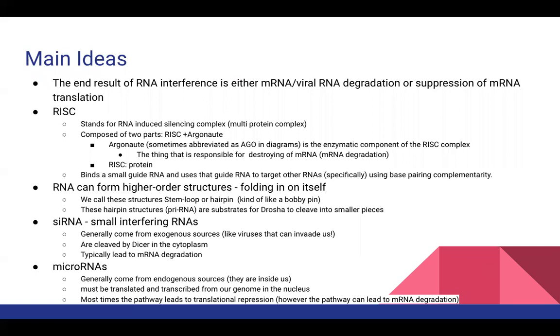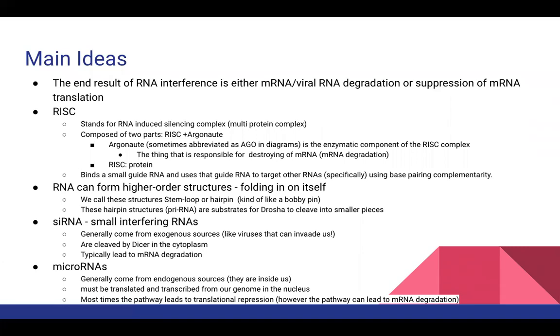And then RISC is the protein holding it and binding, so that this complex will bind to a small guide RNA that uses this guide RNA to target the mRNAs that it wants to suppress the expression of, using some sort of base pairing complementary system that varies between the two slightly.